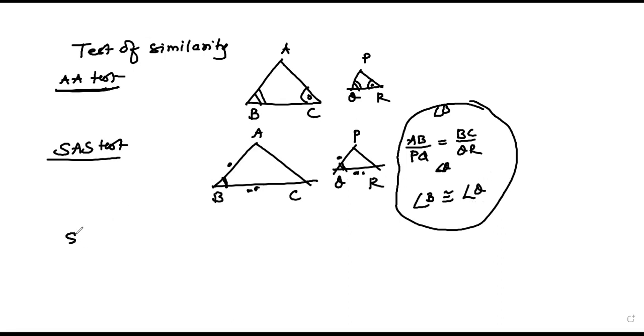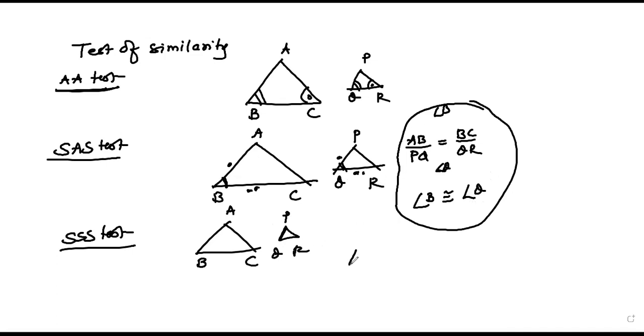Got it? And the last one for seeing whether two triangles are similar or not. It is when the ratio of all the three pairs of corresponding sides of the two triangles are equal: AB upon PQ equals BC upon QR equals AC upon PR. When you see this condition, I can say both the triangles are similar by SSS test of similarity.